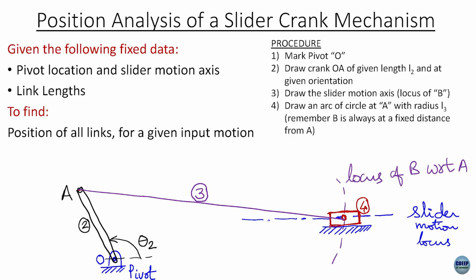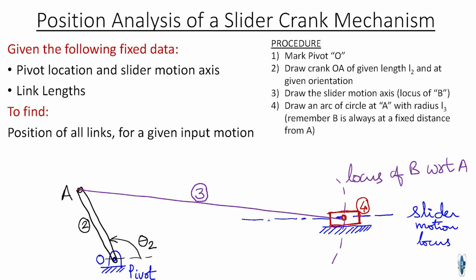Now, from the previous discussion, AB link 3 is a rigid link, right? So, B can only be at a position such that the length LAB does not change. Now, A is fixed here, this position is fixed. So, what would you do next? Draw an arc of a circle at A with radius L3, or LAB if you want to call it. Because AB is a rigid body, therefore, B is always at a fixed distance from A. So, all you have to do is simply that.